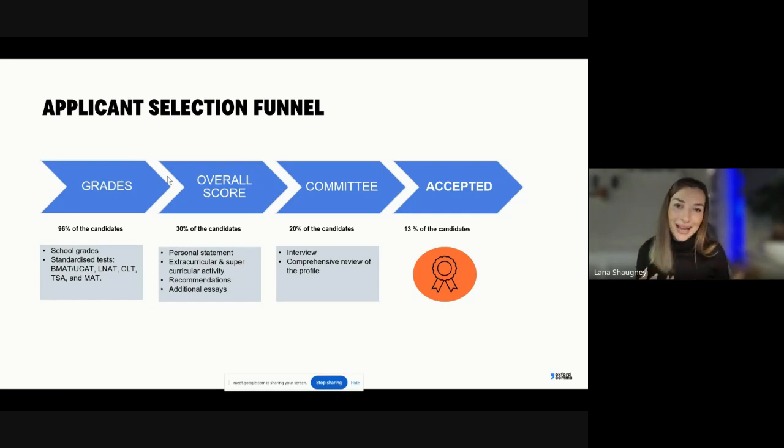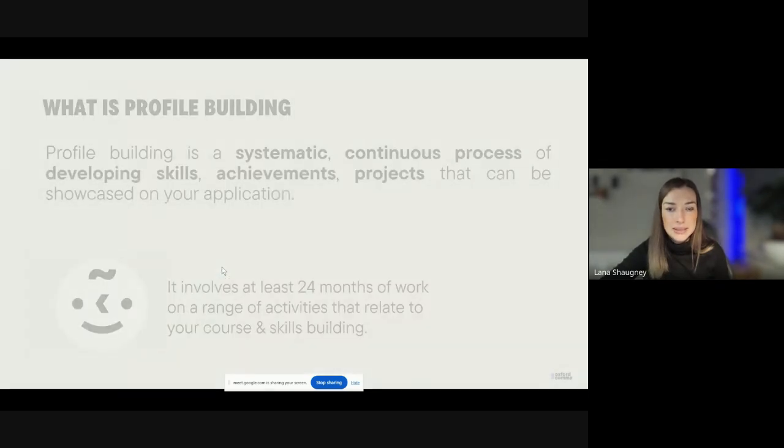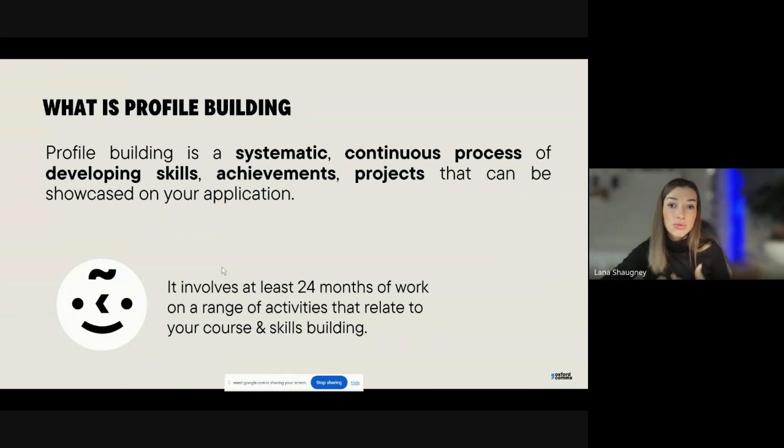The more competitive the program is, which for example law really is, and depending on how competitive the university is, you'd probably roughly estimate your chances. What that means for you is that if you want to increase your chances, we need to start looking at things such as your personal statement. What are the extracurricular, supercurricular activities that you can do to enhance your profile? This is where profile building comes into place, and that's what profile building is really about.